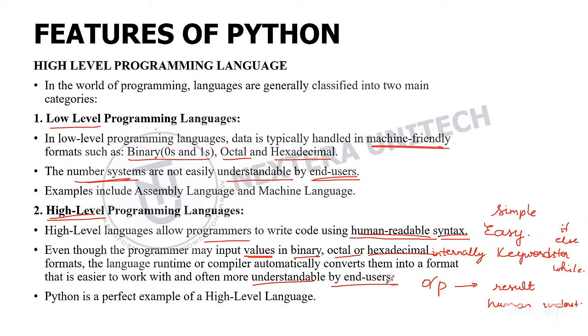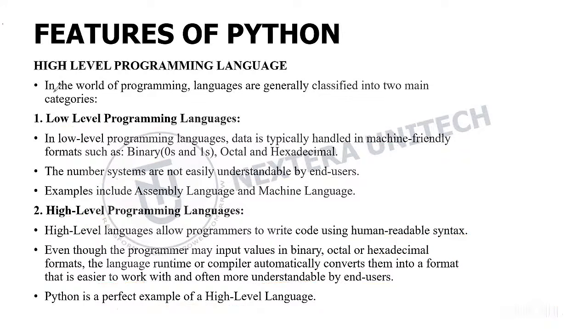So it is understood by users and it is easier to work with. And it focuses on logic instead of machine details, and it hides the hardware details. So Python is a perfect example of a high level language.